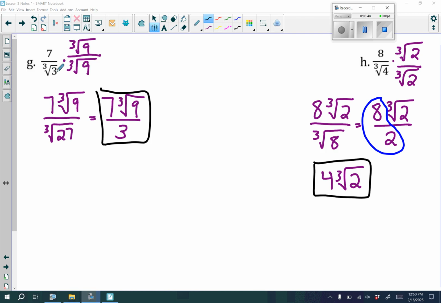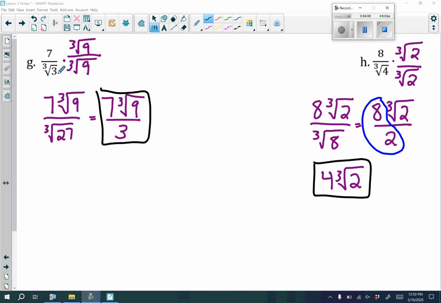Now, what I'm thinking of is, what is the smallest perfect cube that 3 can go into? Well, that's 27. So you have to think, well, what can we multiply to get to 27? It's going to be 9. So I multiply by the cube root of 9. Now notice I have to have the cube root. I can't just do times 9, because since 3 is underneath that cube root, we can multiply 3 and 9.